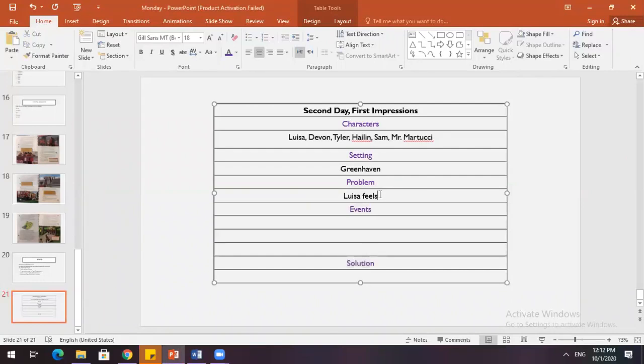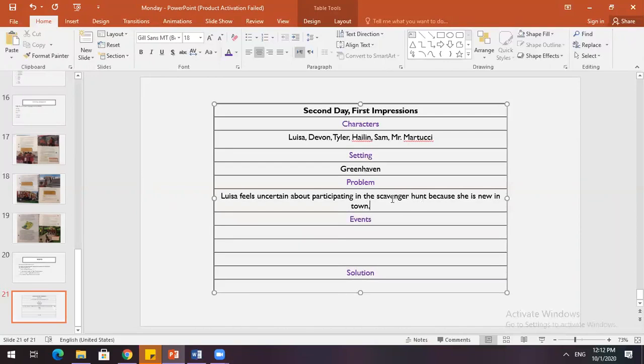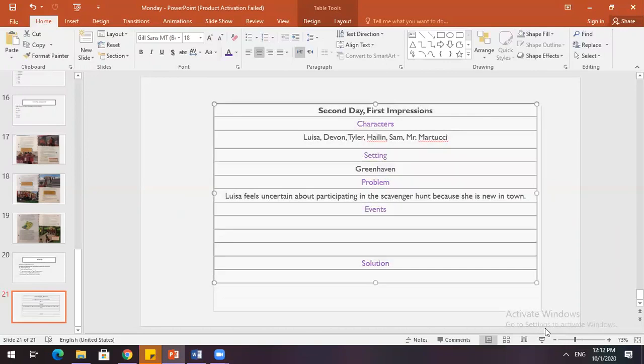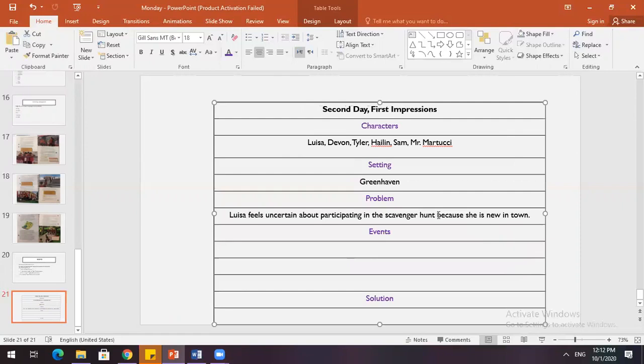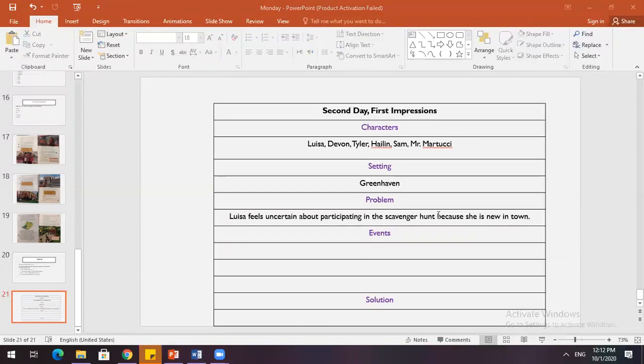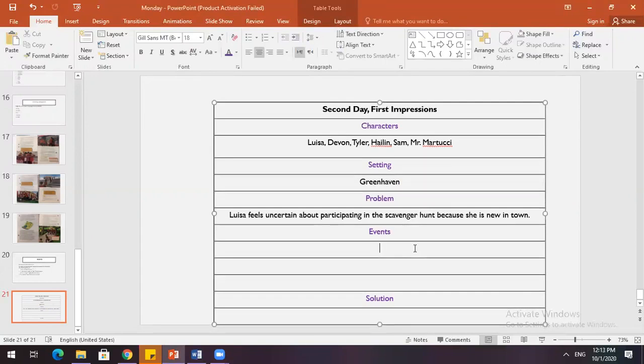Okay? So the problem is that Louisa feels, guys, she feels uncertain about participating in the scavenger hunt because she is new in town, right? So she doesn't know the town or her classmates. She also doesn't know the town. She doesn't think she will be able to navigate in order to find the clues. Okay. So this is the problem.